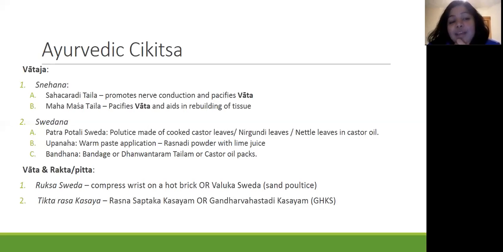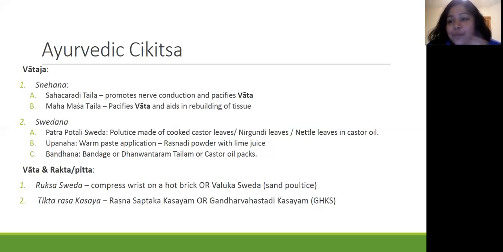Another reason why Snehana would work really well is because it lubricates all the structures around. And in lubricating the structures around, it will help for free movement of Vata. So you may think, what is the difference between this lubrication and the moisture that we were just talking about that causes the problem? The difference is that moisture may not necessarily be lubricating. It may just be moisture buildup.